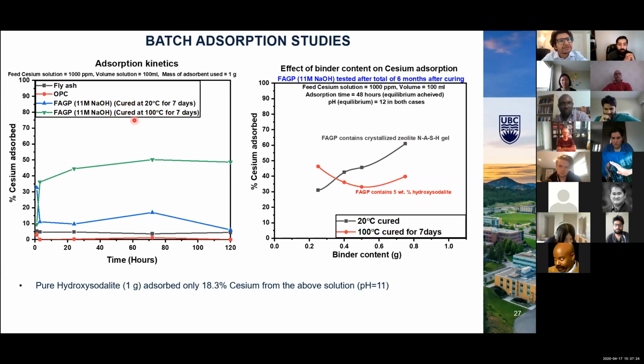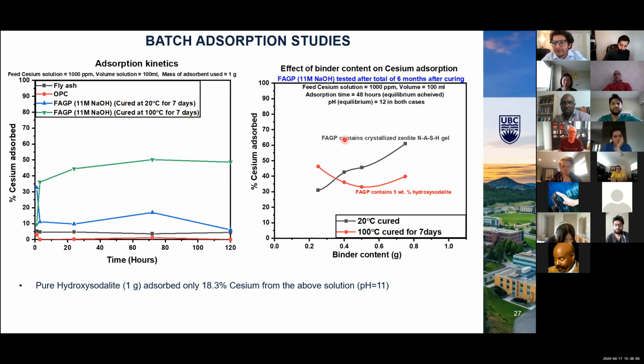it was also seen that once it was heat cured at 100 degrees for 7 days and left for 6 months, the value is almost in the same region where it was supposed to be, between 30 to 60% adsorption. So the value is still in that region, but this kind of shows that the presence of hydroxysodalite within the material kind of decreases or doesn't affect too much the adsorption of cesium within the material. But if you have a crystallized zeolitic NaSH phase that is formed from the amorphous geopolymer phase, then it kind of helps or improves the cesium adsorption capacity within the material.